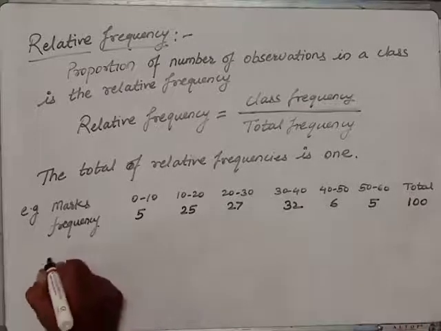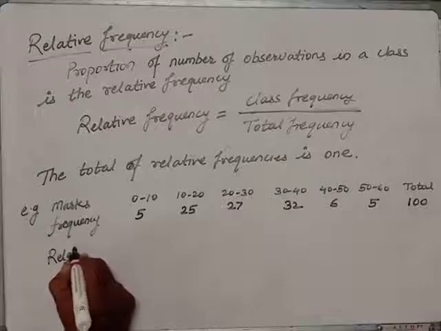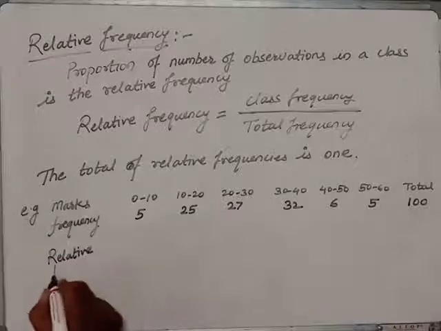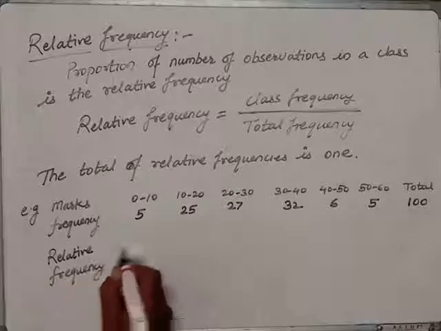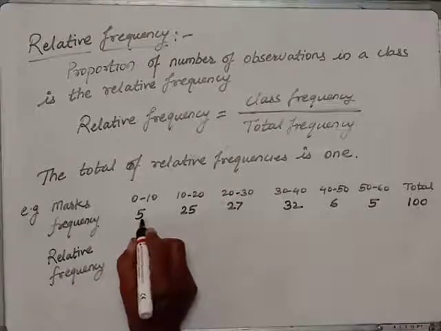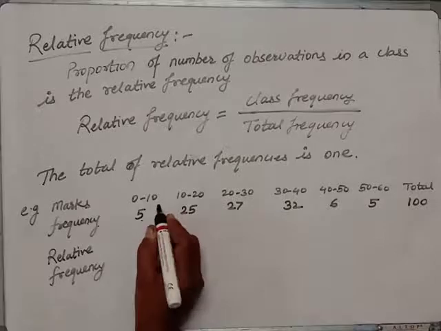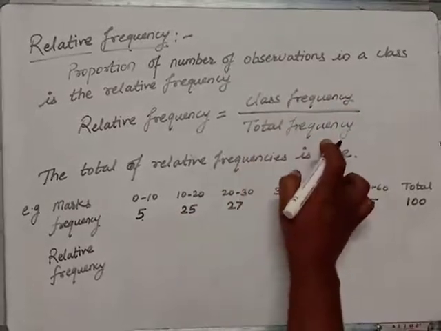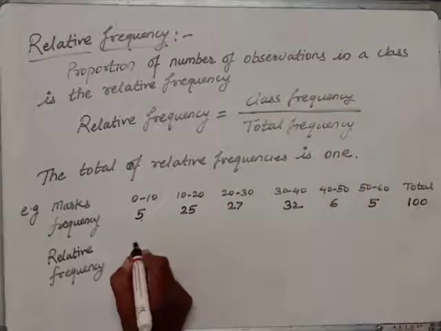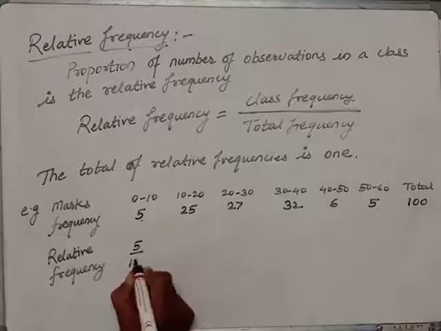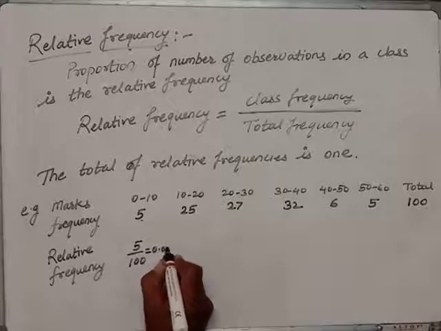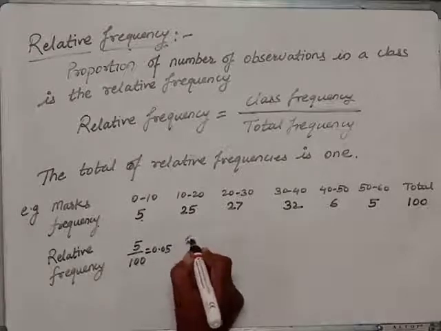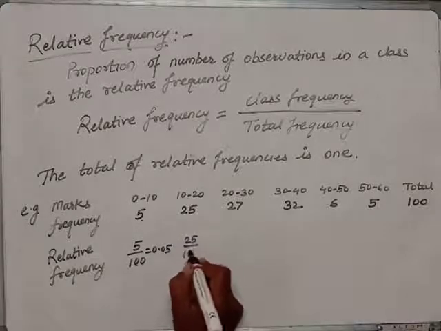Now let us determine a relative frequency for each class. So the relative frequency of the first class, 0 to 10, is what? Class frequency upon total frequency. So class frequency is 5 upon total frequency is 100, so this is 0.05. Here it is 25 upon 100.